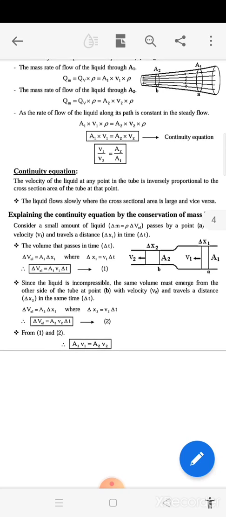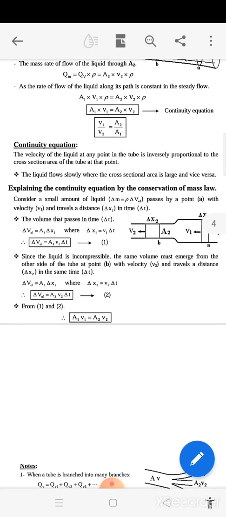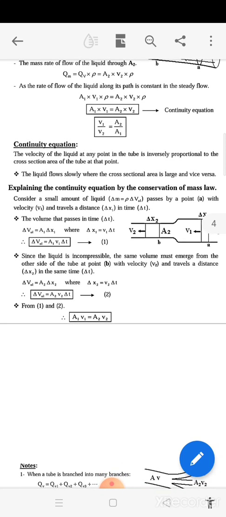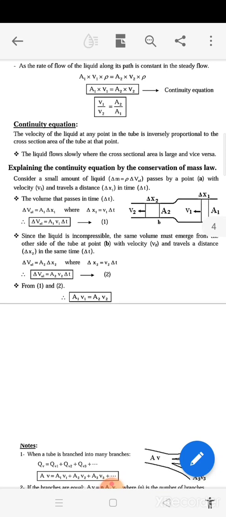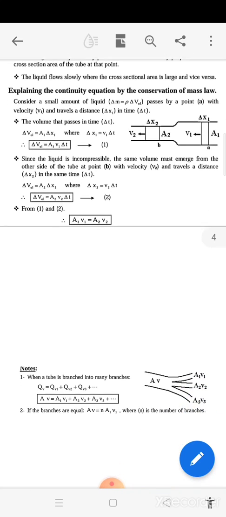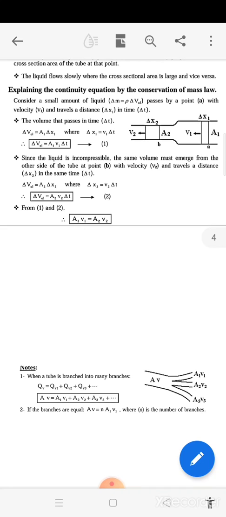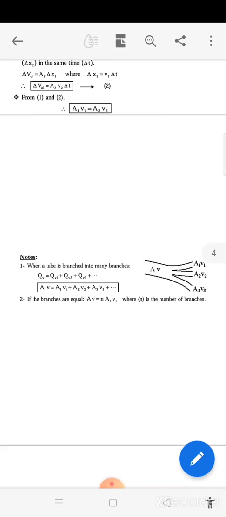The quantity of mass at area 1 is area 1 times velocity 1 times density, and the quantity of mass at area 2 is area 2 times velocity 2 times density. By cancelling density with density, area 1 times velocity 1 equals area 2 times velocity 2, which is known as the continuity equation. So V1 over V2 equals A2 over A1, which means they are inversely proportional to each other. By increasing the area, velocity decreases, or by decreasing the velocity, area increases.